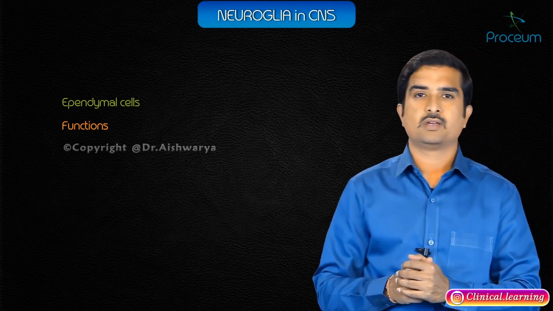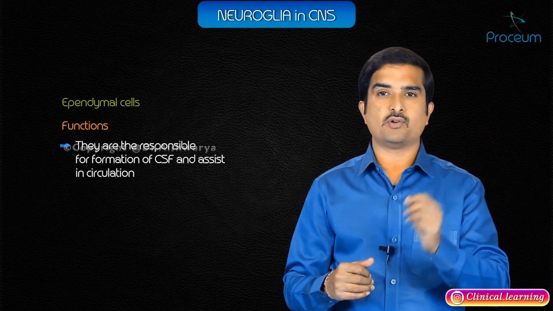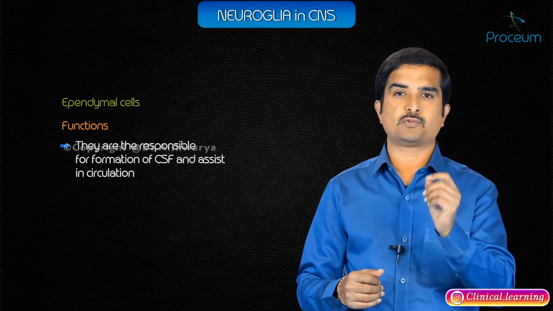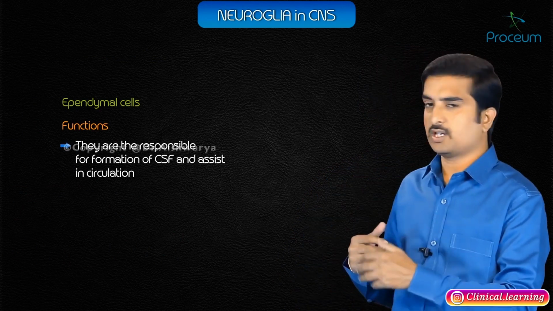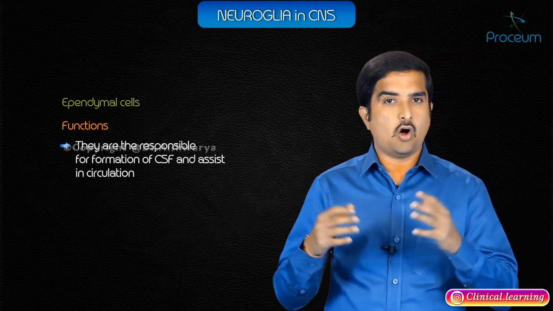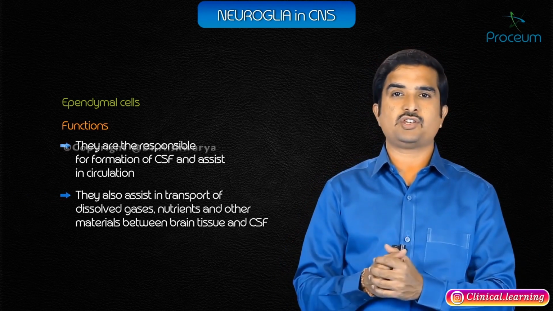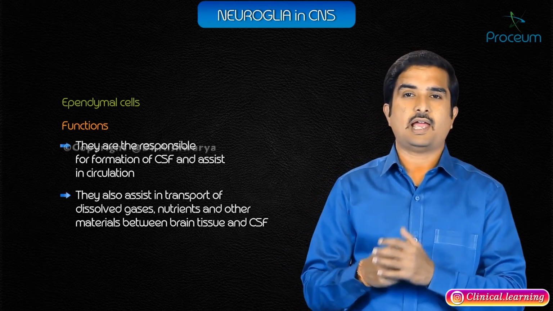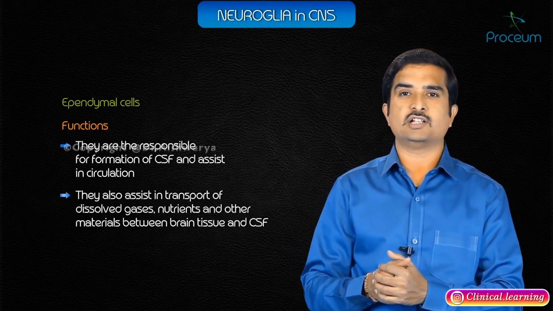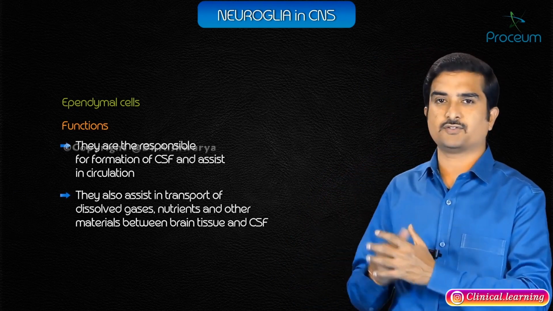And what are the functions of these ependymal cells? Ependymal cells are responsible for the formation of the cerebrospinal fluid and assist in circulation. They also take part in the transportation of dissolved gases and nutrients and other materials between the brain tissue and the CSF. And next is oligodendrocytes.